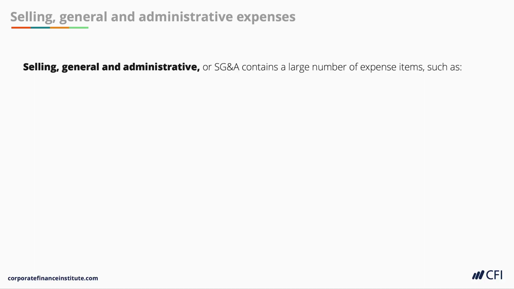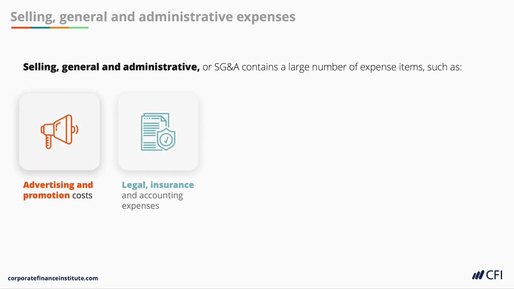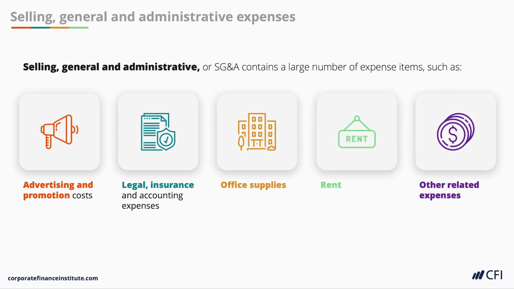Another line item commonly found on the income statement is the line titled Selling, General and Administration, or SG&A. SG&A contains a large number of expense items that are all grouped into one line item on the income statement. Examples of expenses include advertising and promotion, professional fees such as legal, insurance, and accounting, office supplies, rent, and other related expenses. As you can see, all of these expenses are related to selling activities, administrative activities, or other activities that aren't directly attributable to the good or service being sold.